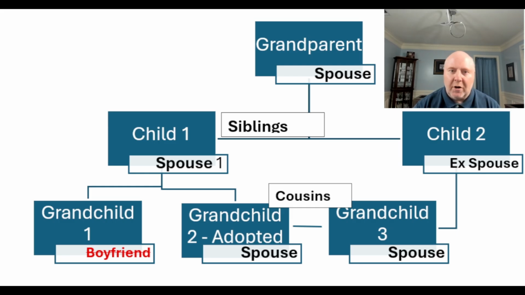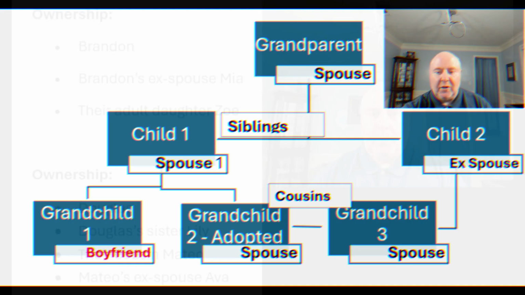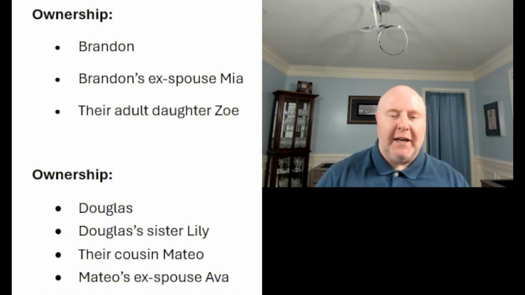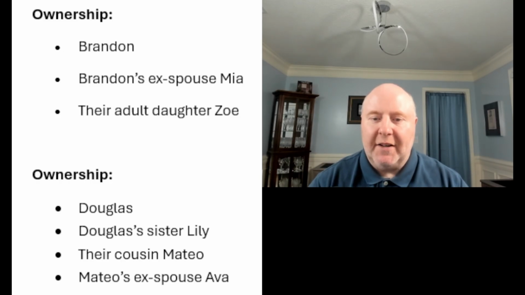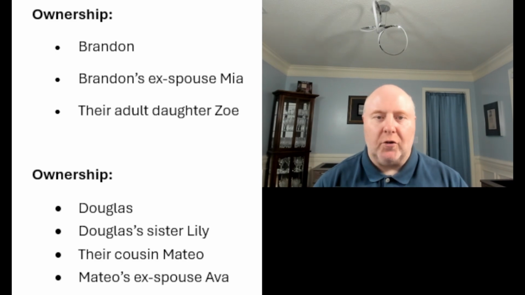Let's look at a couple more quick questions before we move on to the formation, the requirements to be an S Corp, and some of those details. Here are the remaining 2 problems that we're going to look at, and like I said, very quick ones. So the first one, let's say we have a corporation and our owners are going to be Brandon's ex-spouse Mia, and their adult daughter Zoe. Let's say she's 34 years old. How many shareholders do we have?